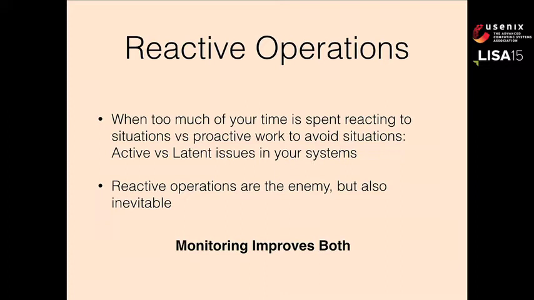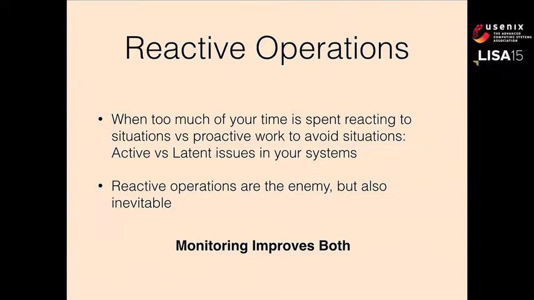Whereas with proactive work, you're working on what I like to call latent issues. Latent issues can be known or unknown, but they're basically the little time bombs throughout your systems, right? Things that aren't causing a problem right now, but certainly have the potential to. So when you're in a more proactive mode, you're working on those latent issues more. I tend to think of reactive operations as the enemy, but they're also inevitable, right? There are consequences to complex systems that no one will ever foresee. Sometimes you do post-mortems and you're like, no one ever would have thought of that no matter what we did.